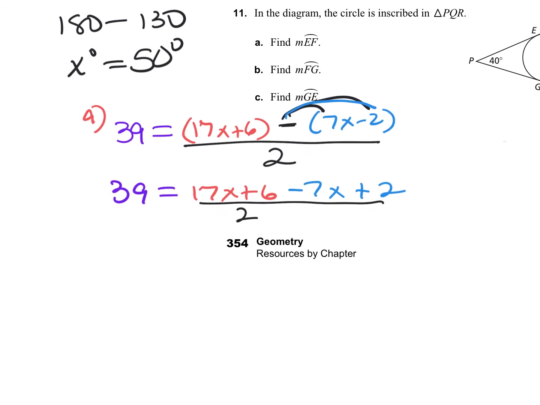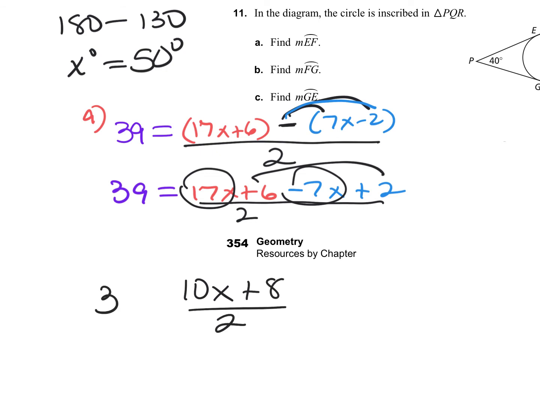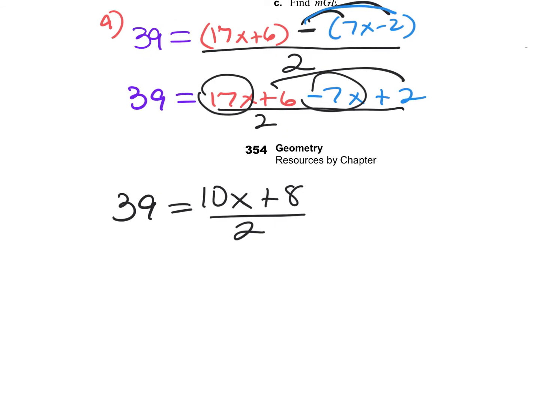I'm going to combine my like terms. So 17x minus 7x is 10x, but then 6 plus 2 is 8. Now, at this point, you can either multiply both sides by 2 to get rid of the fraction, or what I saw a lot of people doing on Thursday is they just wanted to divide both of these by 2 and then leave it as 5x plus 4. And then they weren't dealing with such large numbers.